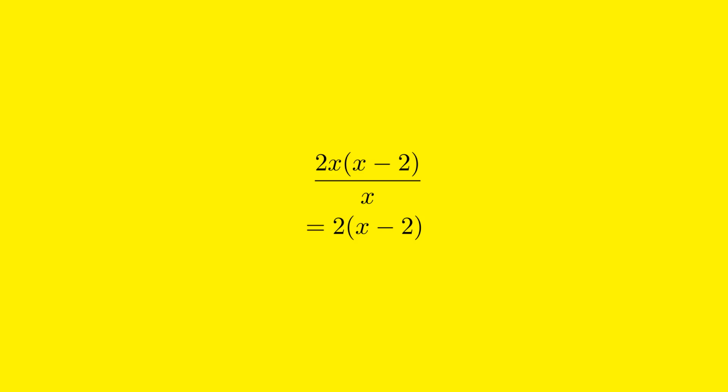Here, we divide both the numerator and the denominator by x. So, when we cancel x in 2x times x minus 2 over x, we are left with just 2 times x minus 2. The expression now is 2 times x minus 2. This is the final simplified form of the original rational expression.